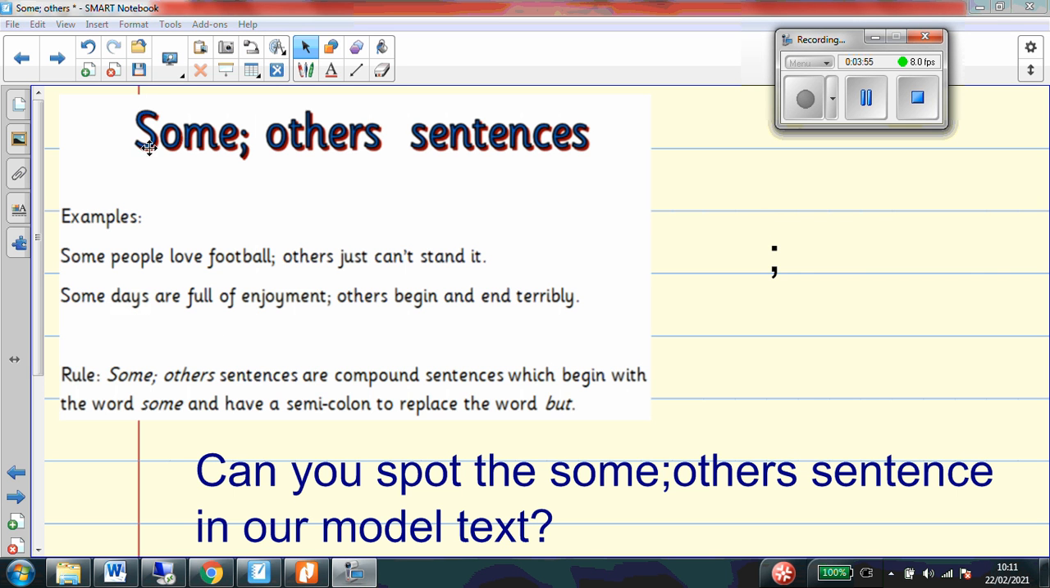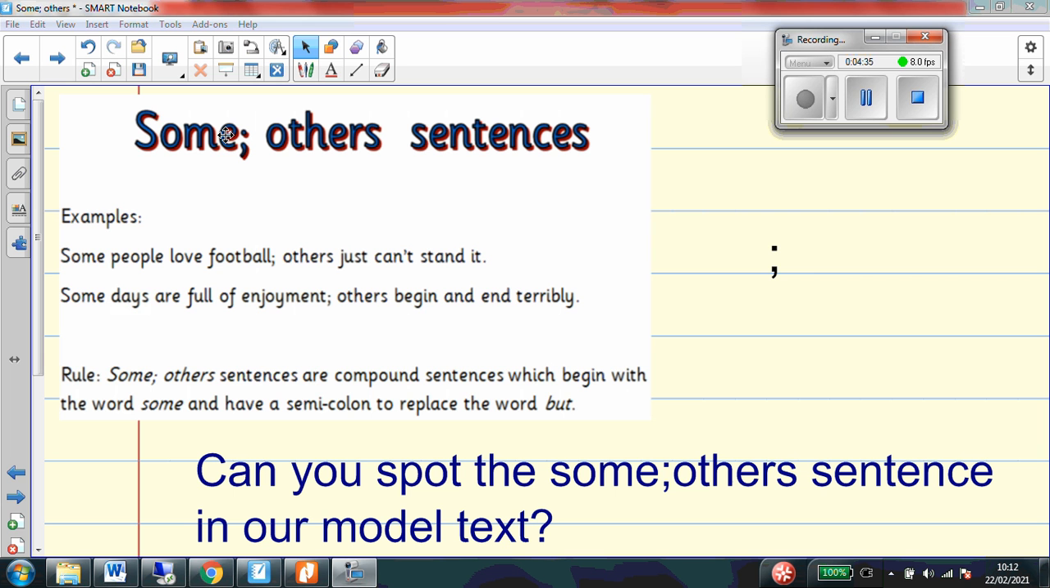So our sentence starts with the word some. Some flowers are pink. Semicolon. Then after the semicolon, we have the word others. And there we describe something else. Some flowers are pink, semicolon. Others are bright yellow. So we're comparing two things. Some are this, others are that. And the important thing is that we have this punctuation in between. Can you remember what that punctuation is called? Well done, it's called a semicolon.